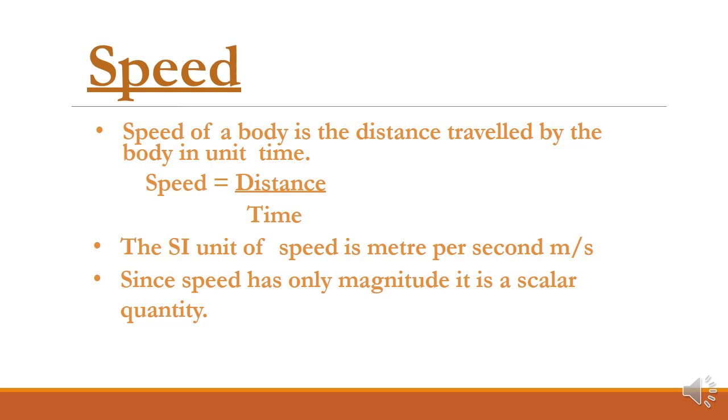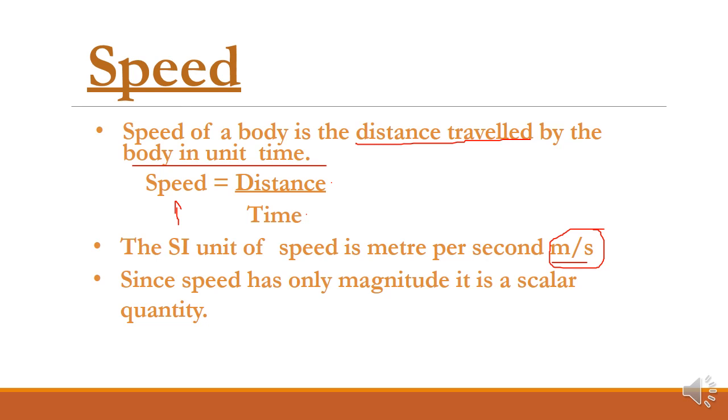Now speed of a body is the distance traveled by the body in the unit time, and hence we have the formula: speed equals distance upon time. The SI unit of speed, meaning the standard unit of speed, is meter per second, and this is how you will be writing meter per second. Since distance is measured in meters and time is measured in seconds, we refer to it as meter per second.